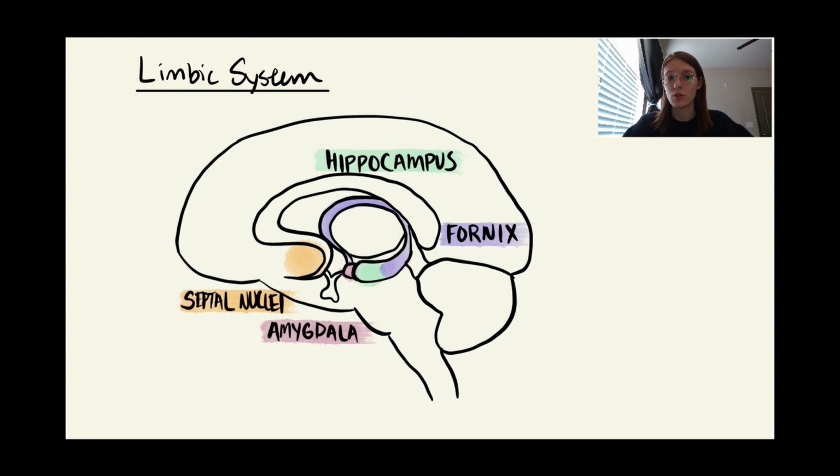The fornix is just a way for the hippocampus to communicate with the rest of the limbic system, so it's a communication pathway. The amygdala is responsible for fear and aggression. So any defensive or aggressive behavior, a lot of that is moderated by the amygdala. And then lastly, we have the septal nuclei, which is considered one of the pleasure centers of the brain, and has been closely associated with addictive behavior.